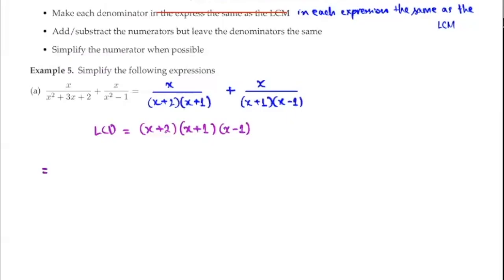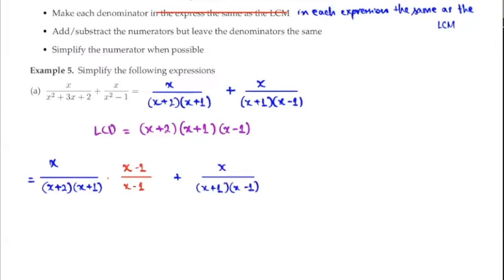Right, so what I'm doing is, so x over x plus 2 times x plus 1. And we agree that we are missing the term x minus 1. So I'm going to multiply the top and bottom by x minus 1. So that's just the first expression. The second expression, again, we agree that we are missing the term x plus 2. So I'm going to multiply the top and bottom by x plus 2. Okay. So now the denominators are the same.